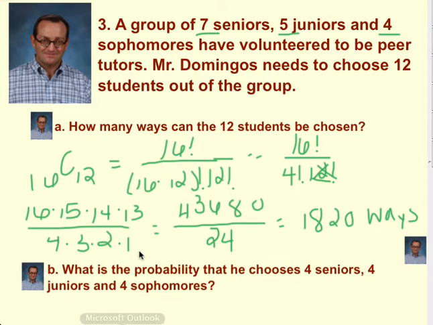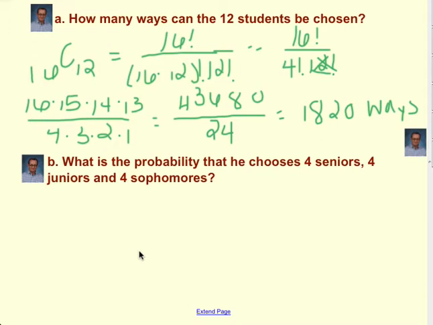So next I want to take a look at the probability that he chooses 4 seniors, 4 juniors, and 4 sophomores. So what we have to do is calculate out each of these probabilities individually. So the first thing I want to do is figure out how many ways I can choose 4 seniors. So if I look back at the original problem, it says that I have 7 total seniors, and I want to figure out how many different ways I can choose 4 of them.